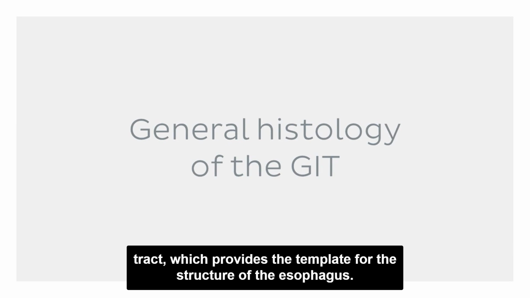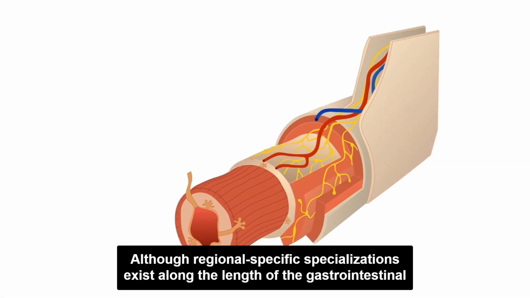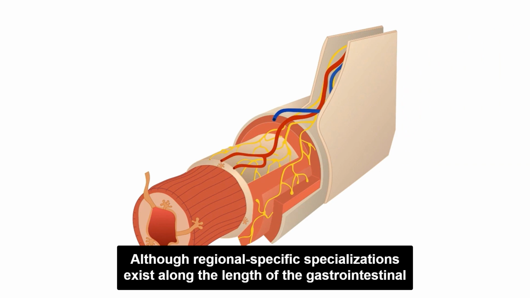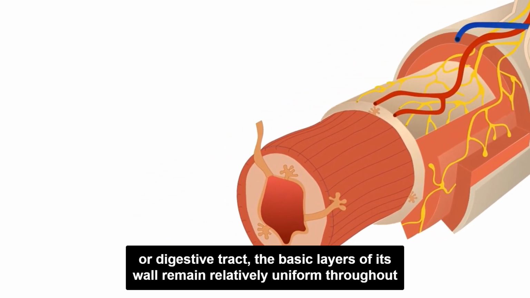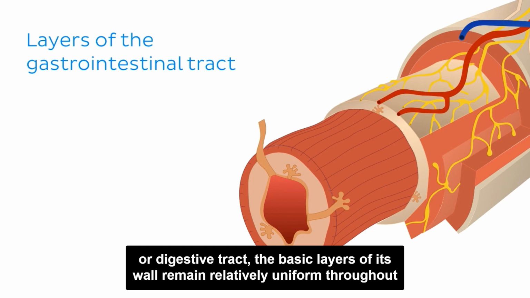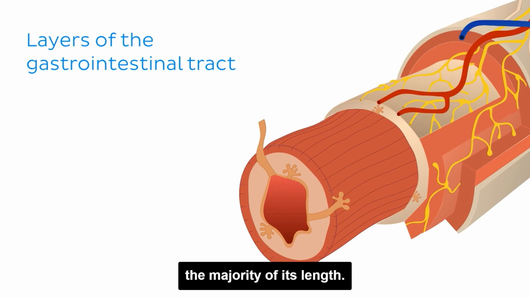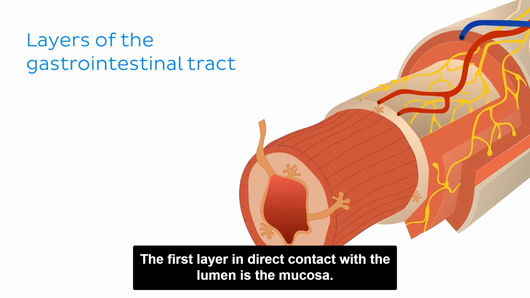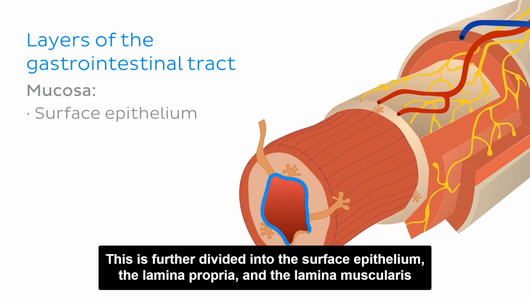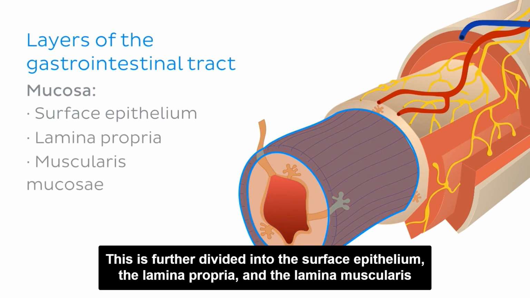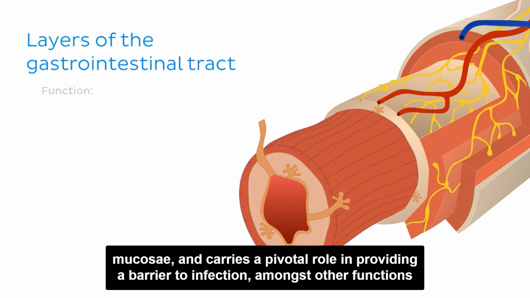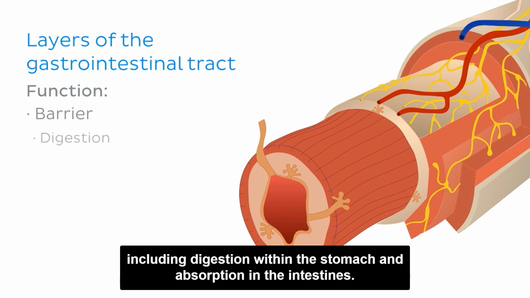With that covered, let's quickly move on to discuss the general histology of the gastrointestinal tract, which provides the template for the structure of the esophagus. Although regional specific specializations exist along the length of the gastrointestinal or digestive tract, the basic layers of its wall remain relatively uniform throughout the majority of its length. The first layer in direct contact with the lumen is the mucosa. This is further divided into the surface epithelium, the lamina propria, and the lamina muscularis mucosae, and carries a pivotal role in providing a barrier to infection, amongst other functions, including digestion within the stomach and absorption in the intestines.